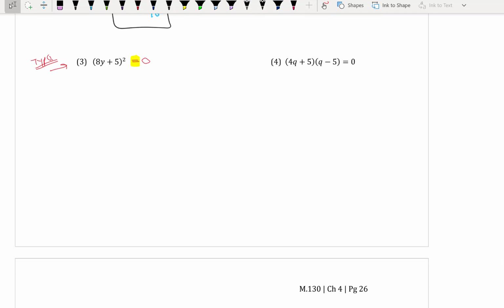So from here, what do we know? Well, we know that we have 8w plus 5 squared is equal to 0, okay? Well, that square, because we know that that is an exponent, it's really just repeated multiplication. So we're going to write this, it's saying that it's being multiplied twice. So we have 8y plus 5, and because of the exponent, we know it's being multiplied again, so 8y plus 5 is equal to 0, right? It's written twice, and it's being multiplied.